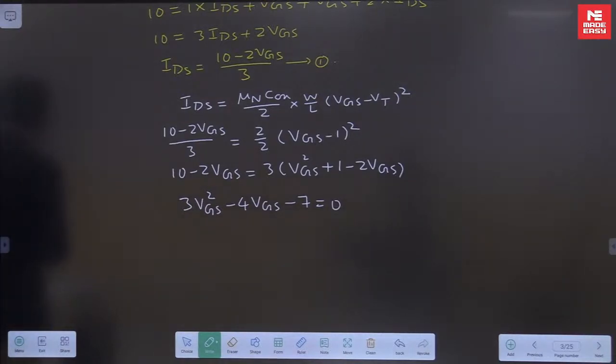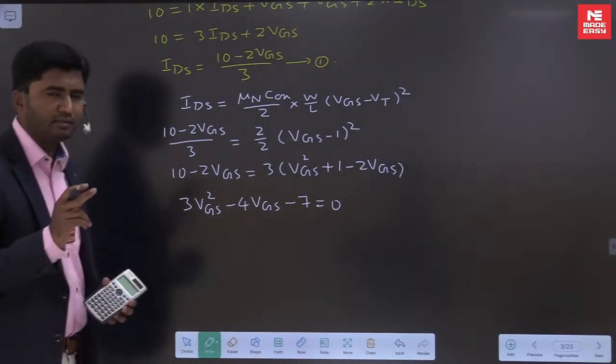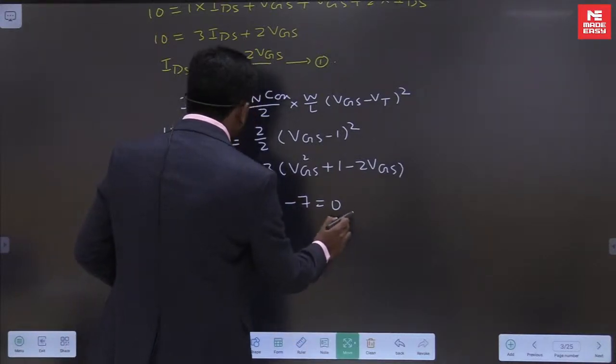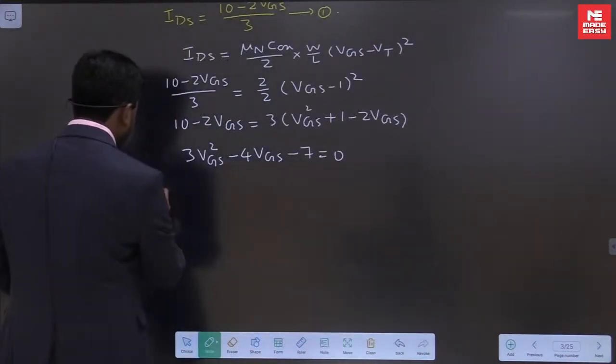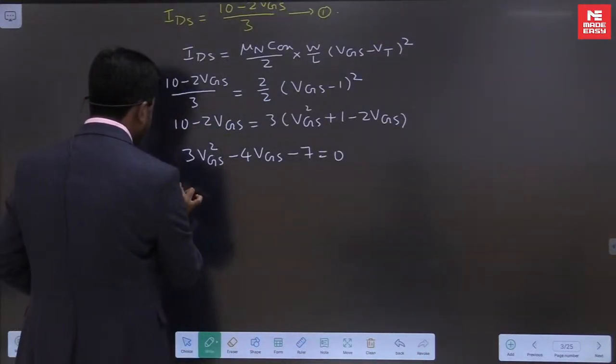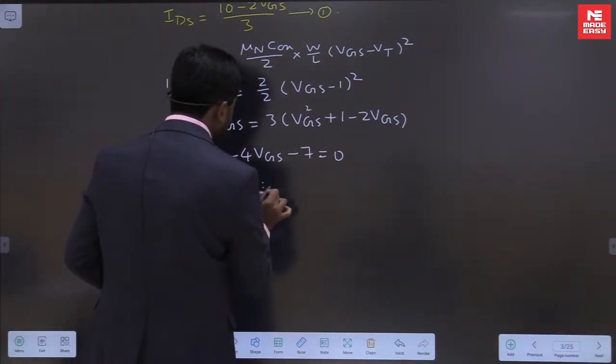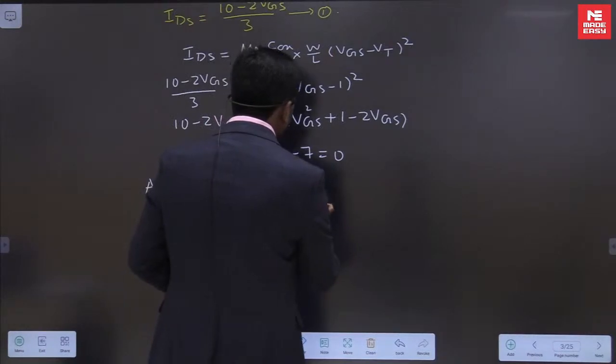If you solve this quadratic, you will be getting two roots. Every quadratic has two roots. So please solve this quadratic and tell me what are the values. After solving, you will be getting two values of VGS.